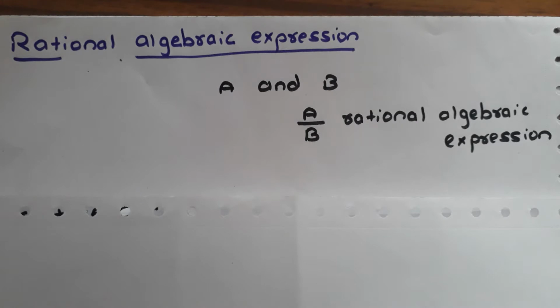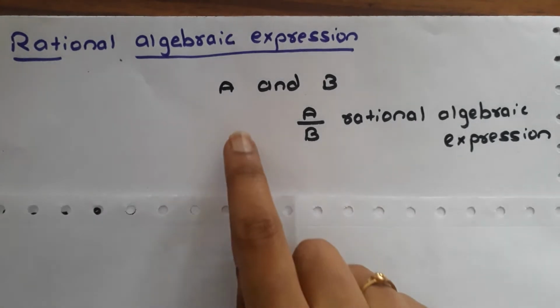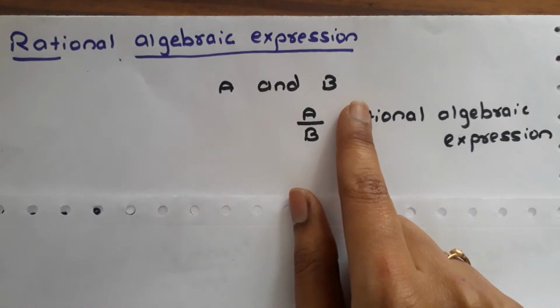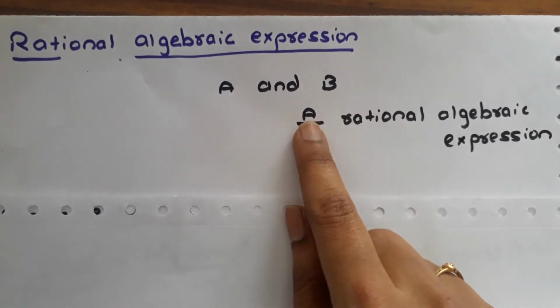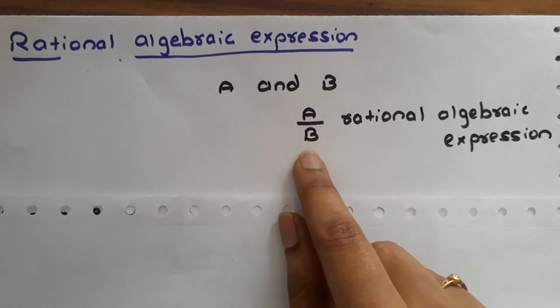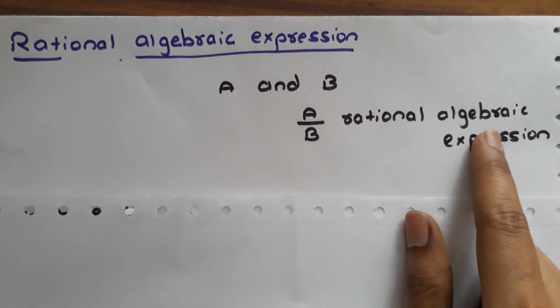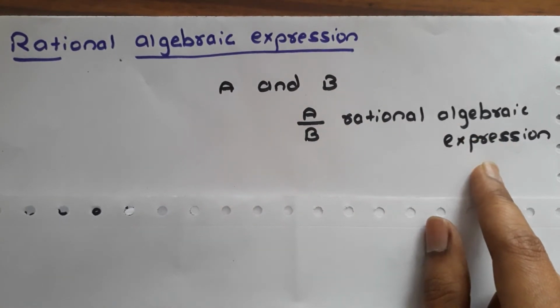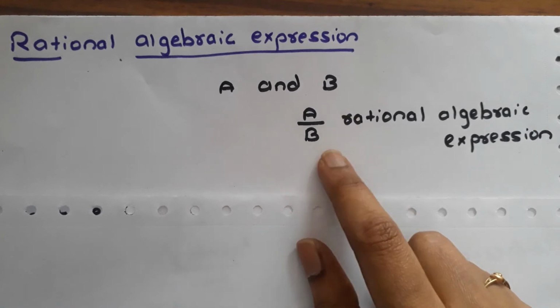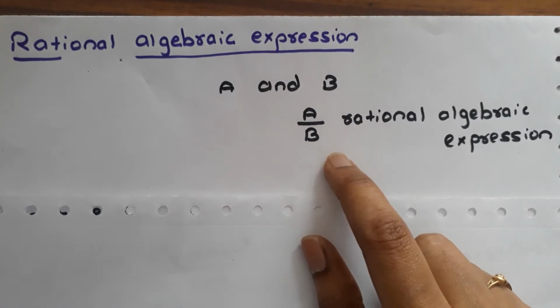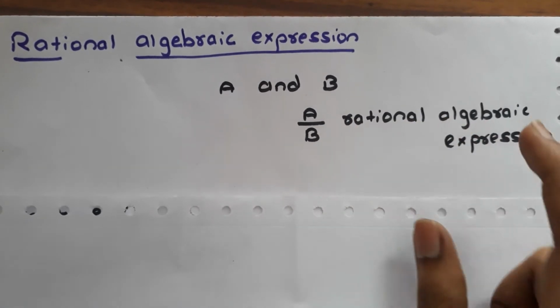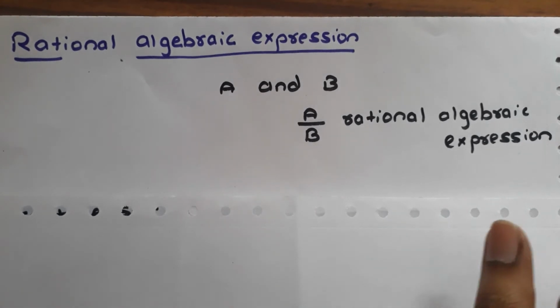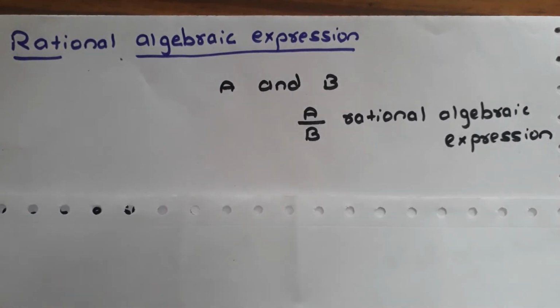Now today we are going to study rational algebraic expressions. So let us first see the definition of rational algebraic expressions. Suppose A and B are two algebraic expressions. Then the expression of the form A upon B is called a rational algebraic expression. And the operations like addition, subtraction, multiplication and division on rational algebraic expressions are similar to those of rational numbers.